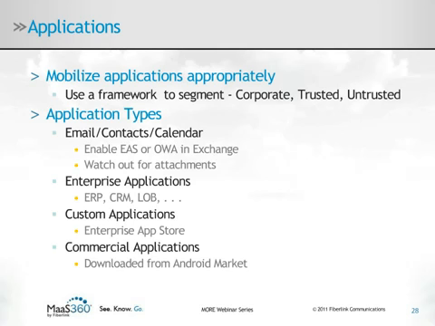The first being your collaboration applications: email, contacts, calendar. Access to corporate email and calendar and web browsing are really the killer apps for smartphone users. These are the apps you want to make sure you can support safely across the broadest range of devices. The quickest way to allow your mobile users to access their corporate email through a mobile device is by enabling Exchange ActiveSync or Outlook Web Access.